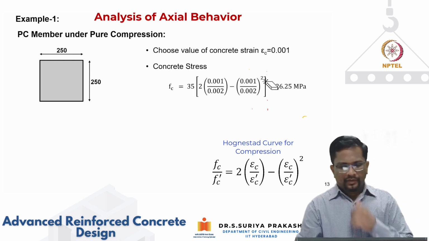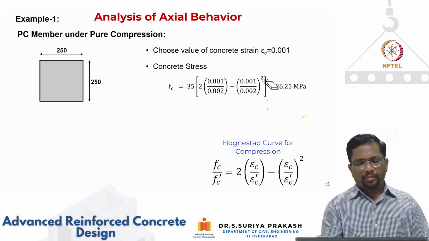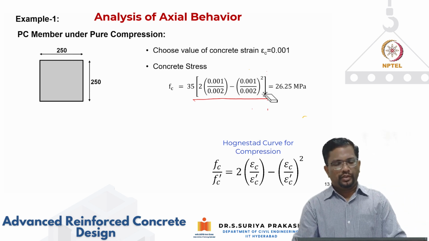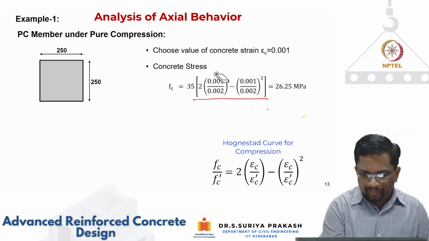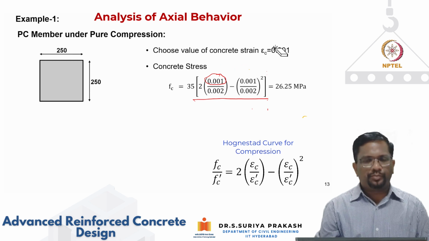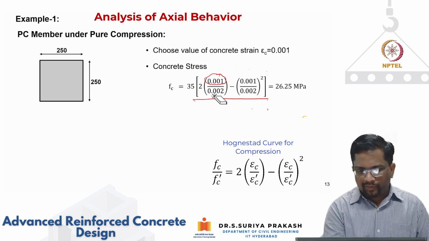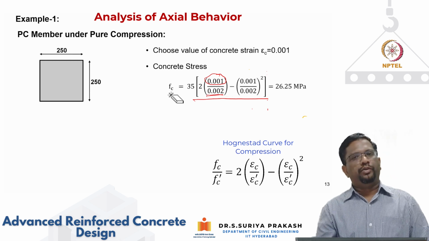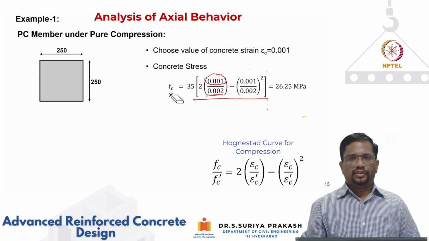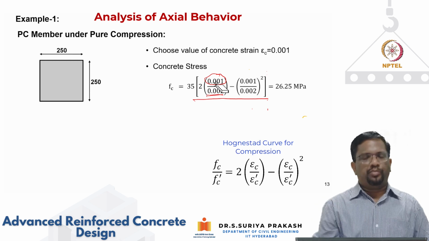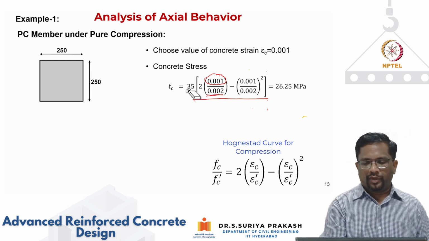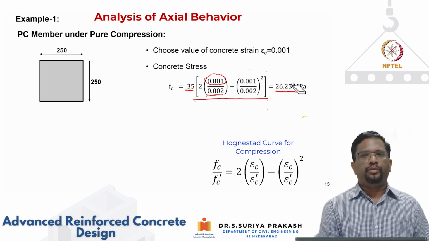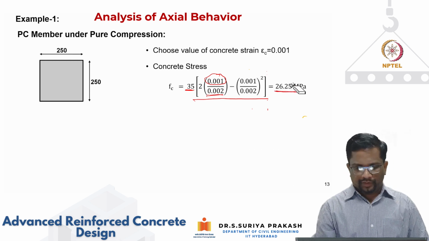Right. So this is the parabolic stress-strain curve relationship that we are using. Epsilon c value, I have taken as 0.001. Your epsilon prime c is 0.002. If you plug it into your constitutive equation, that is your Hognestad stress-strain curve, for a strain of 0.001, for a 35 megapascal strength concrete, you get a stress of 26.25 megapascal.